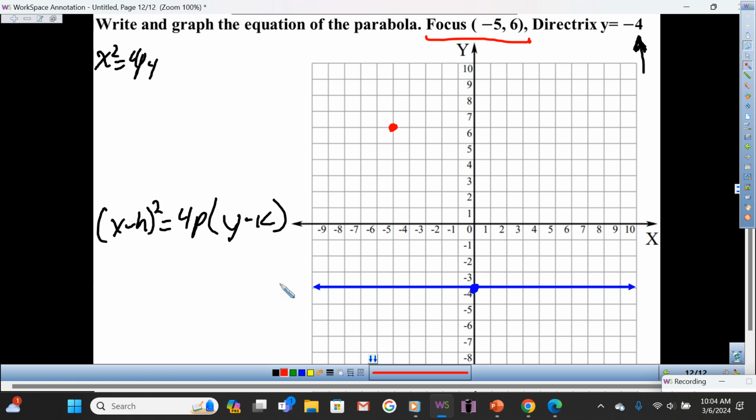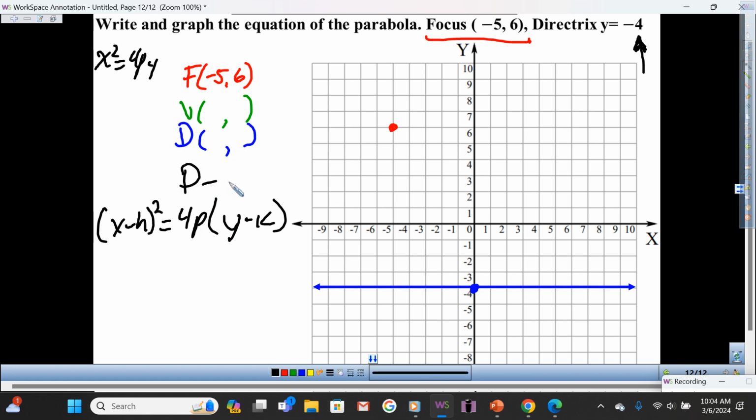And then we start gathering the information that we have for the graphing. Do we have a focus? Yes, negative 5, 6. Do we have a vertex? Not yet, but we do need it. Do we have a point on the directrix? Not yet. We're going to set that. And we need the distance between the points, which is known as p.